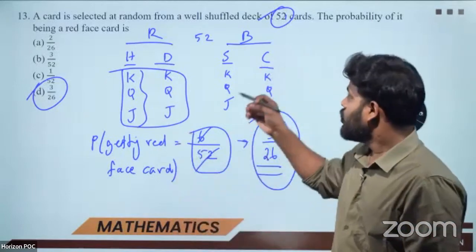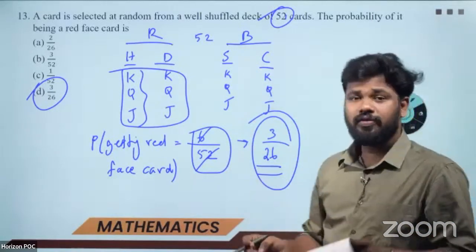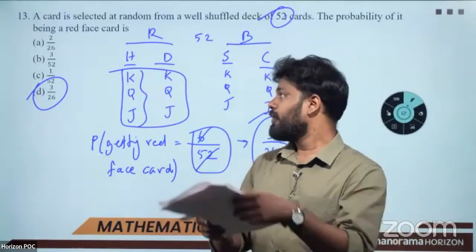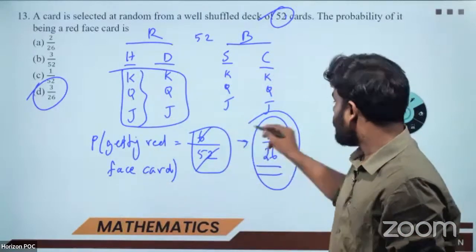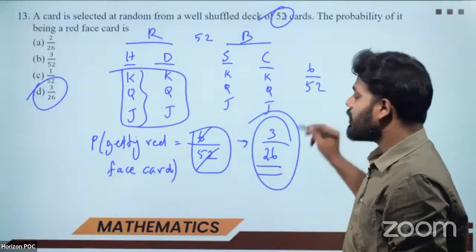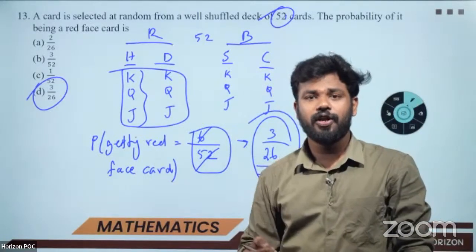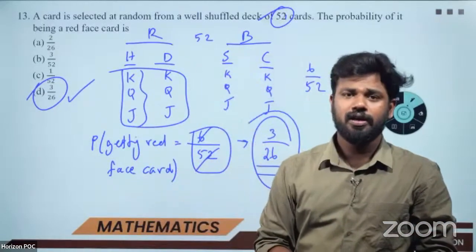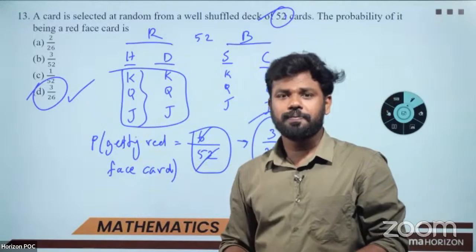So the total number of red cards is 26, but you have only 6 red face cards. So when you have 6 red face cards, what do you have to do? The total probability will be 6 by the total cards, that is 52. So 6 by 52, or when you simplify it, you will get 3 by 26. Got it? Understood? Can we move on to the next one?